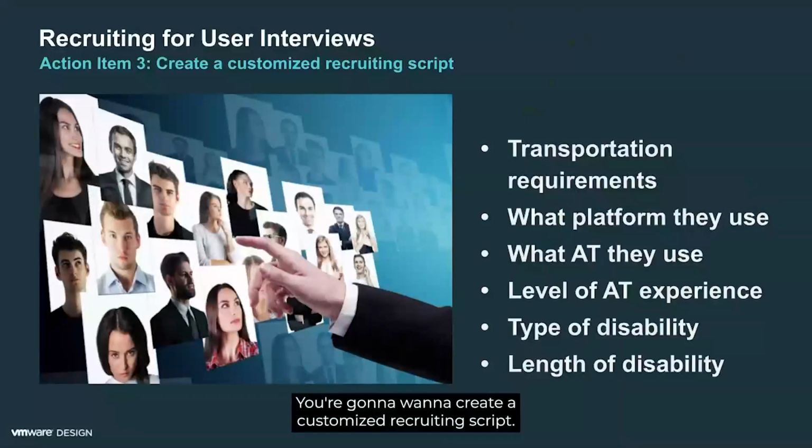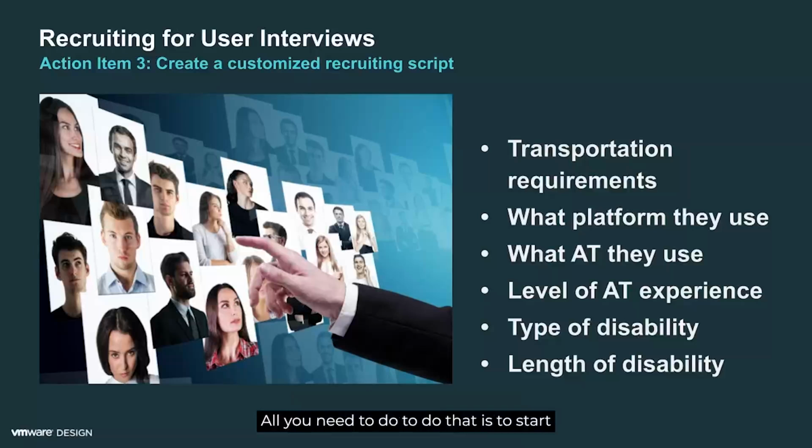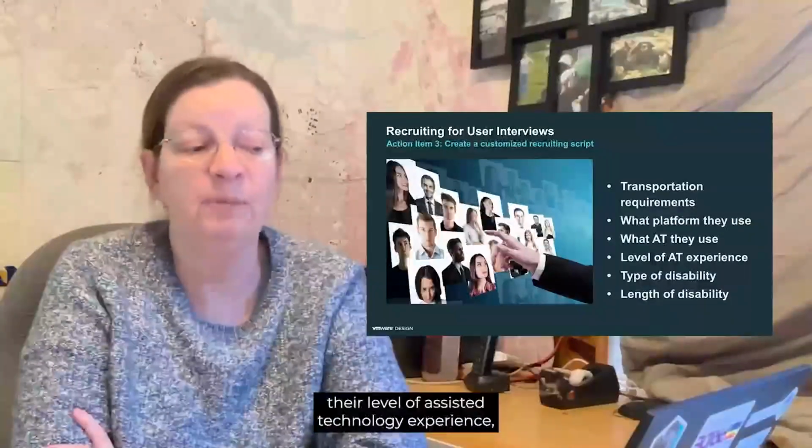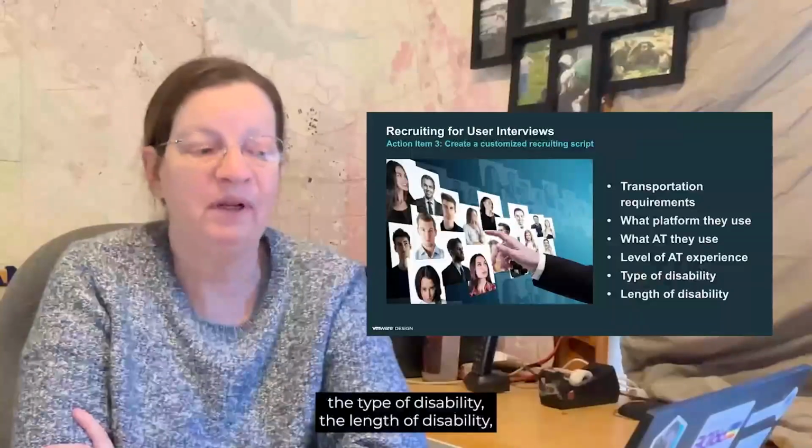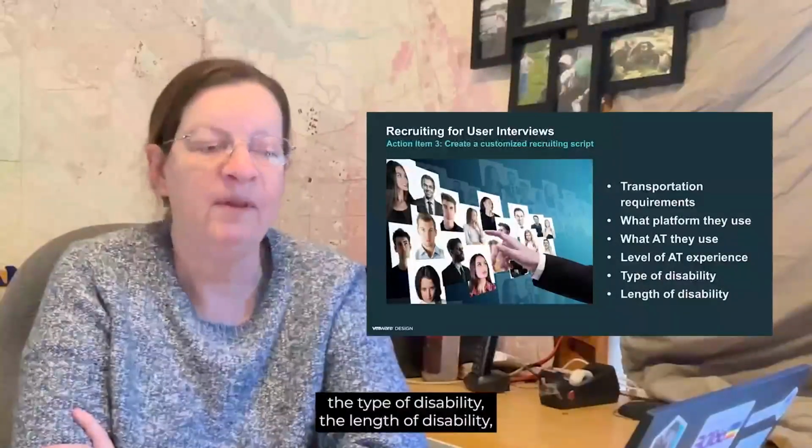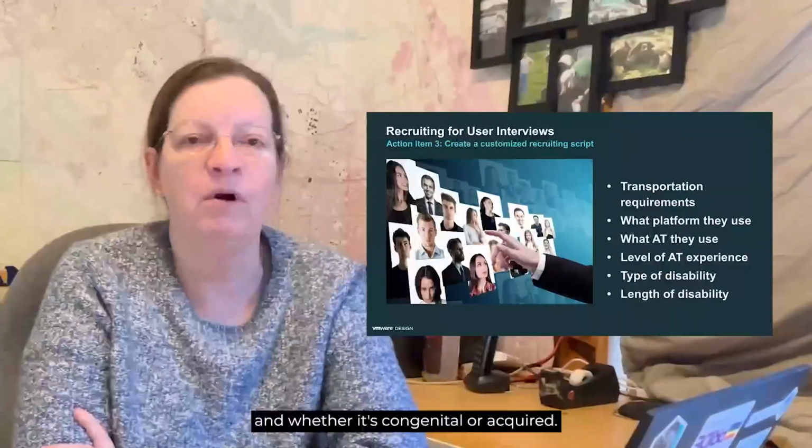You're going to want to create a customized recruiting script. All you need to do that is to start with your regular recruiting script and include the questions about transportation requirements, what platforms they use, what assistive technology they use, their level of assistive technology experience, the type of disability, the length of disability, and whether it's congenital or acquired.